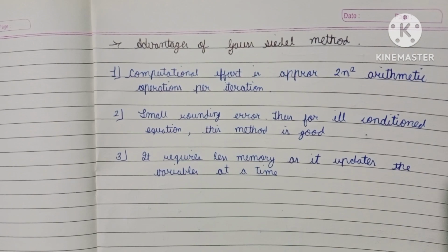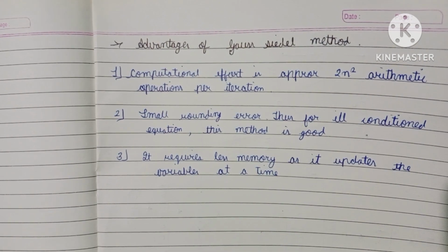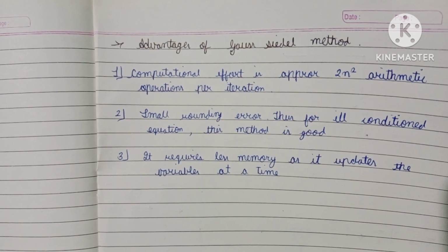See about the advantages of Gauss seidel method. So first advantage is computational effort is approximately 2n square arithmetic operation per iteration. So the computer takes about 2n square arithmetic operation per iteration in Gauss seidel method, which is less than the 2n cube by 3 of Gauss elimination method. So it is one of the advantages of Gauss seidel method.